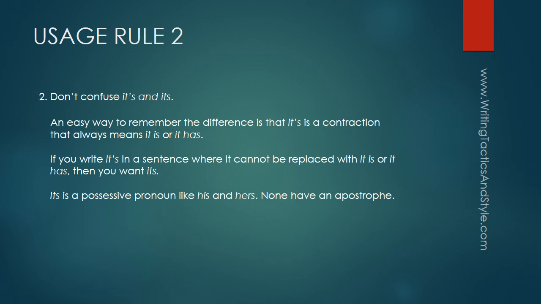Usage rule 2, don't confuse it's with an apostrophe and its without an apostrophe. An easy way to remember the difference is that it's with an apostrophe is always a contraction, and it always means it is or it has. So if you write it in a sentence where it cannot be replaced with it is or it has, then you want its without an apostrophe. Its without an apostrophe is a possessive pronoun just like his and hers, and you never see his and hers with an apostrophe, at least not if they're spelled correctly.